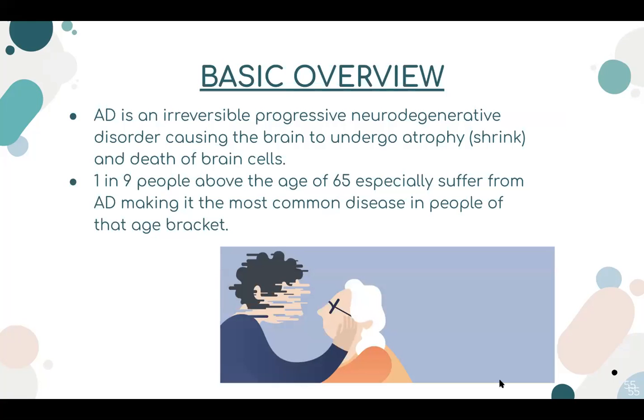Alzheimer's disease, or AD, which I'll be referring to, is an irreversible progressive neurodegenerative disorder that causes the brain to undergo atrophy, which is the shrinkage and death of brain cells. 1 in 9 people above the age of 65 suffer from AD, and that's the most common disease in people of that age bracket.